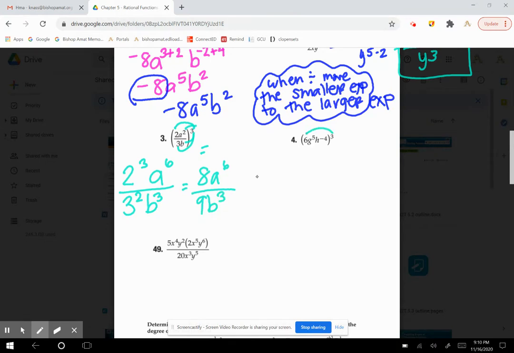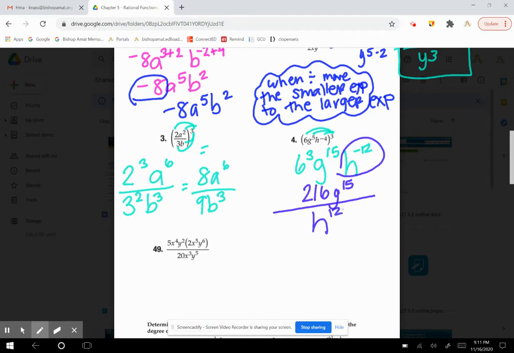Again here, distribute to everything. 6 cubed, g to the 15, we're multiplying those, h to the negative 12. So 6 cubed is 216, I believe. g to the 15. Now we can't leave this negative, so we bring it to the bottom. h to the positive 12, and that's my answer.